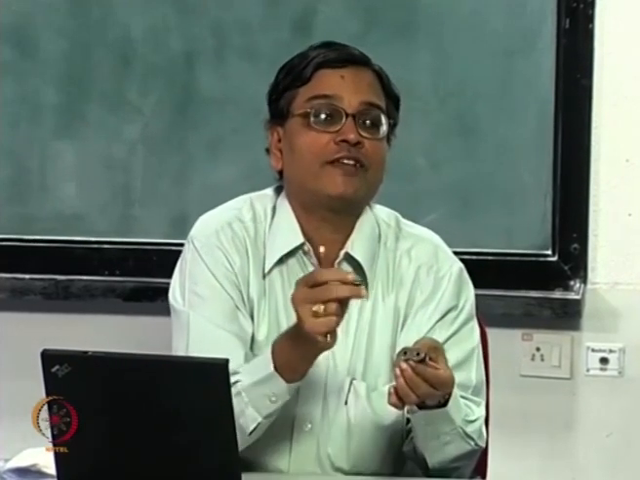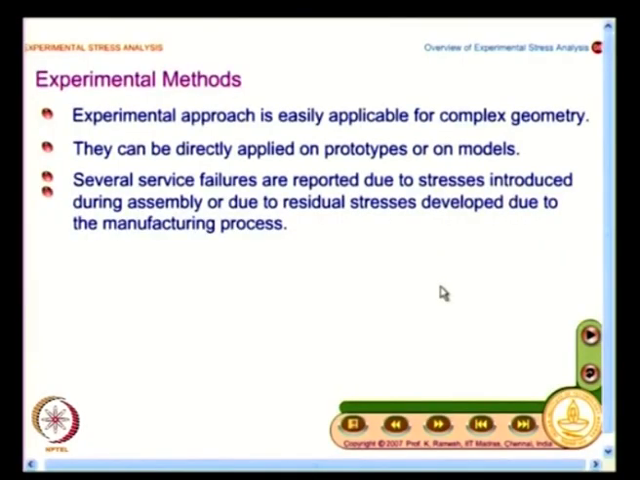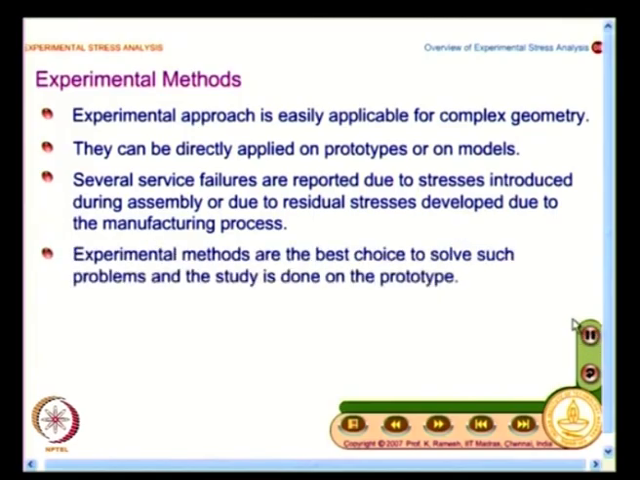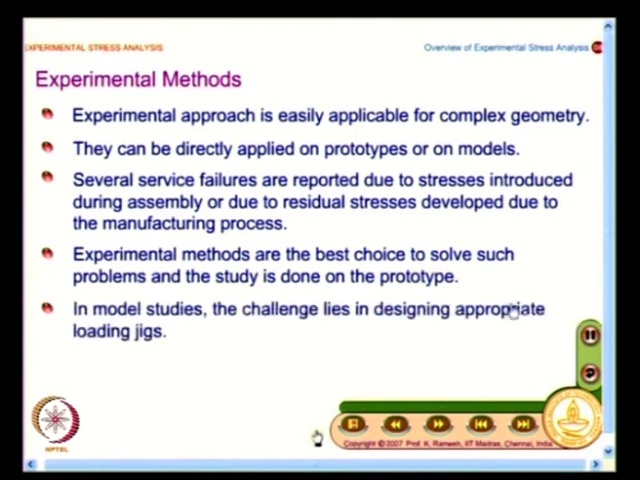Whereas if I do a numerical analysis, I would take this as a perfect cylinder, I would not model any fine undulations on the surface, and such variations do exist in actual practice. So, what you find here is, for conceptual understanding, numerical analytical methods are needed. For complex geometry, you have to go in for numerical methods, but to know the truth, you will always have to depend on experimental methods. Okay. So, experimental methods are the best choice to solve such problems, and the study is done on the prototype.